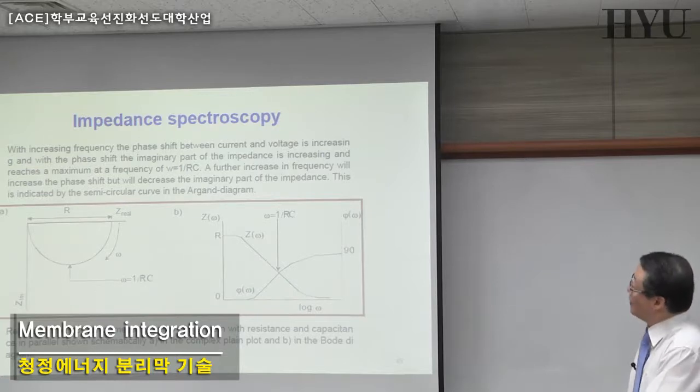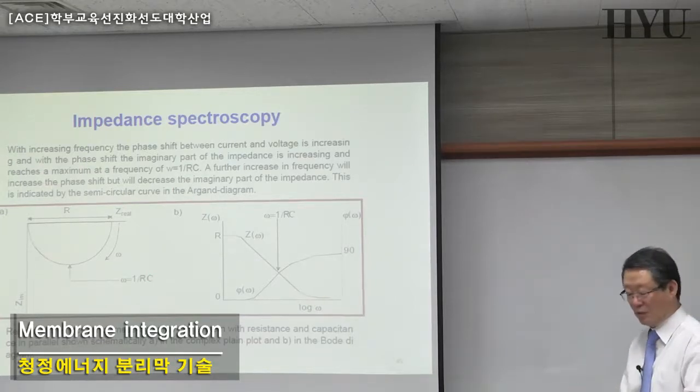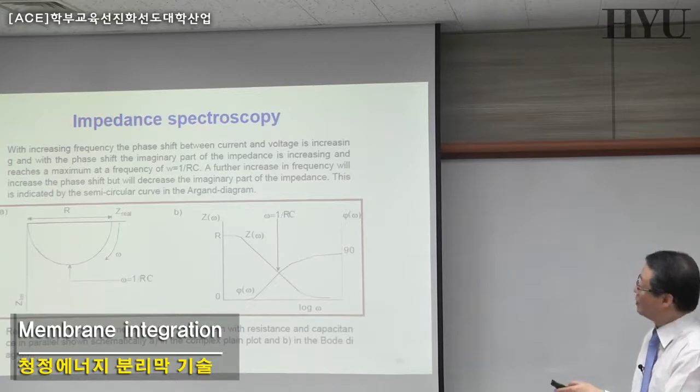So in summary, we have a real part and an imaginary part, and these curves will depend upon the frequency. The total of the y and x-axes will be the resistance, and the frequency will be dependent upon resistance and capacitance. So this is the plot that we have, the Nyquist plot and the Bode plot.